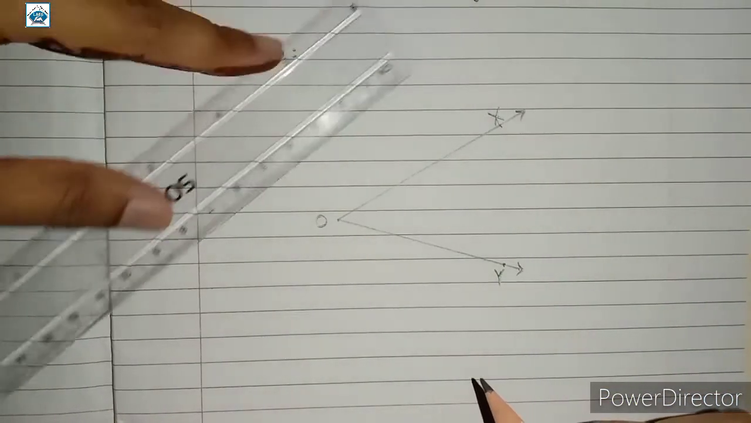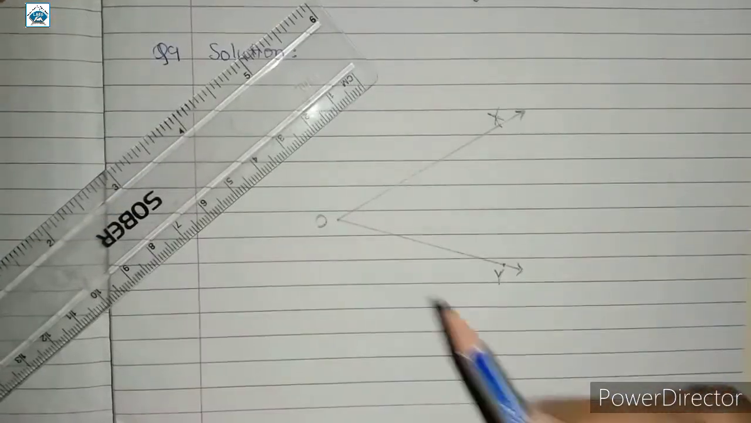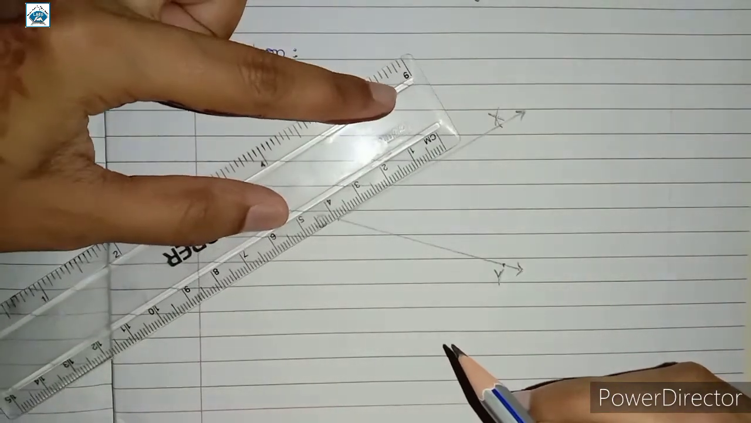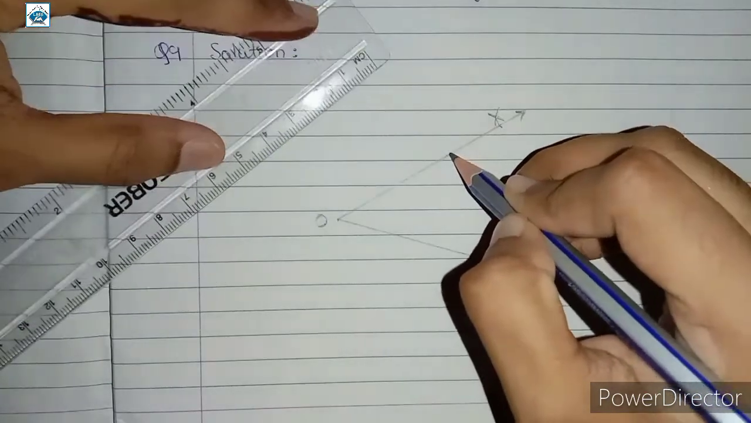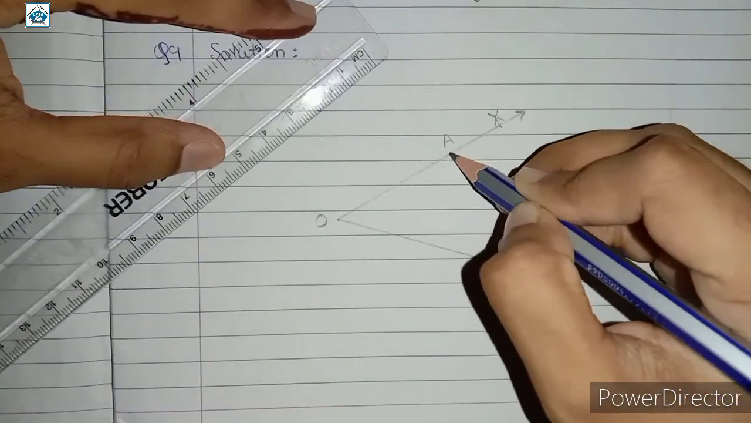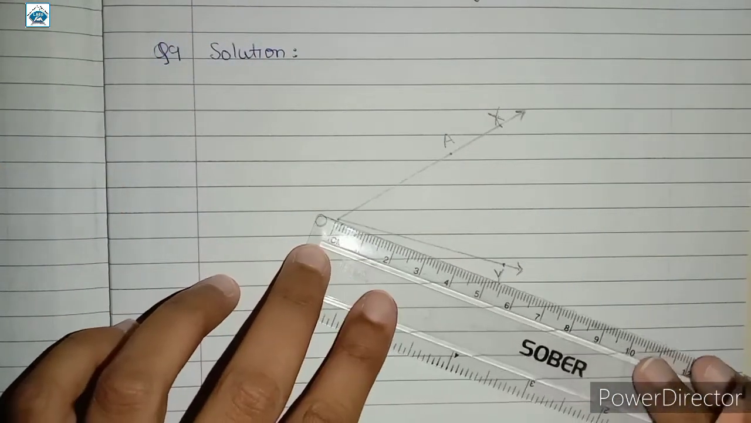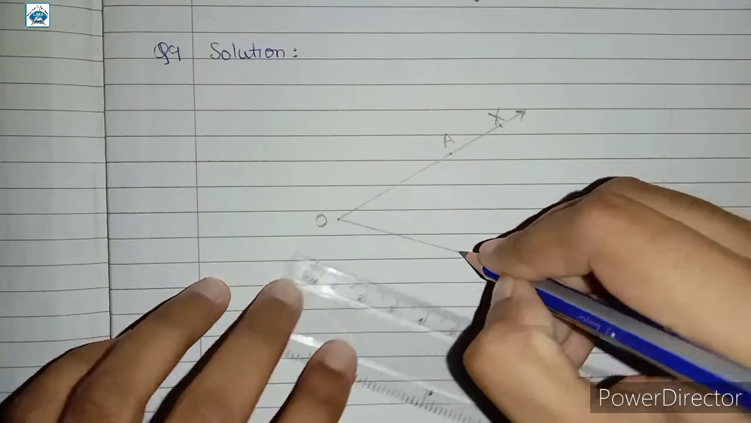Next, you need to take points A and B at equal distance from this vertex O. So here I am marking point A on OX. 4 centimeter is the distance of OA, and in the similar manner I am marking OB, which is also 4 centimeter from the vertex O.